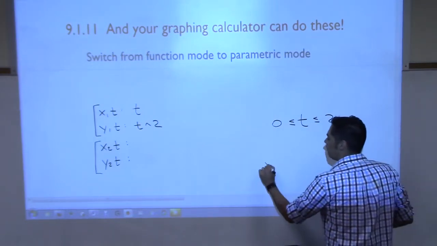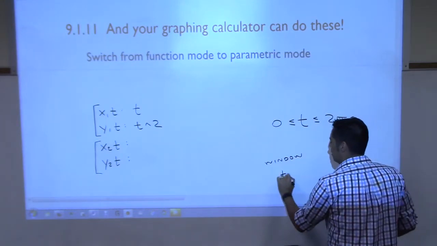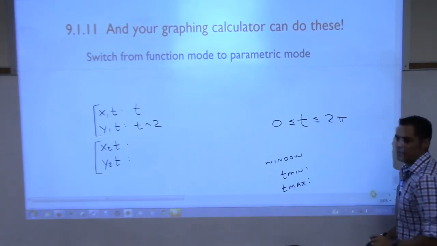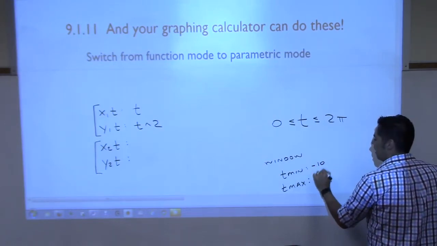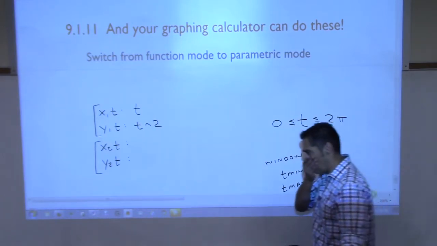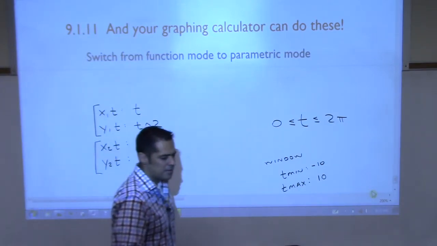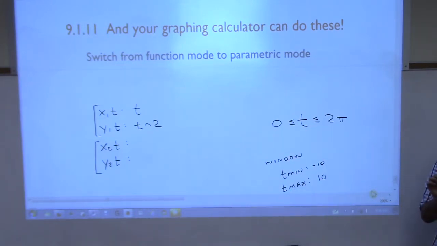So what you do is you go to Window, and then it says something like T min, T max. Do y'all see that? And change those to like -10, 10. And then graph again. Did you get the whole thing? Yes, I did. What about T-step? T-step has to do with how often it's calculating to get points. Sometimes when you're trying to get more accuracy, you make that step smaller. But in general, I've never really needed to adjust the step. Okay. Cool.